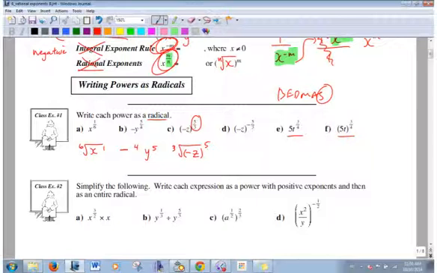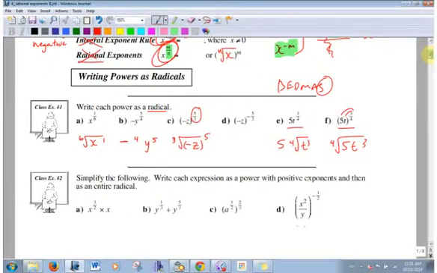Exactly the same thing. One's got brackets, one doesn't. What's the difference? Does this 3/4 apply to the 5? Then don't do that. It's just a 5. 4th root of t cubed. But here, it does apply to the 5. Okay, so then you want to tuck it in the radical. Okay? That's the difference. They're not the same. Okay? So, write them as a radical.